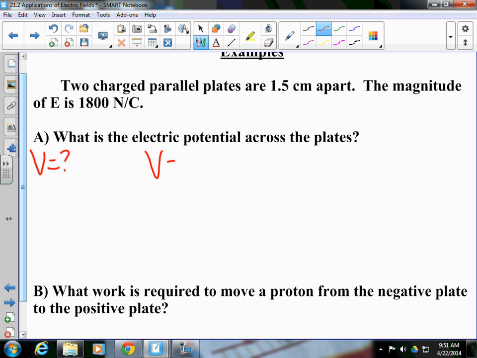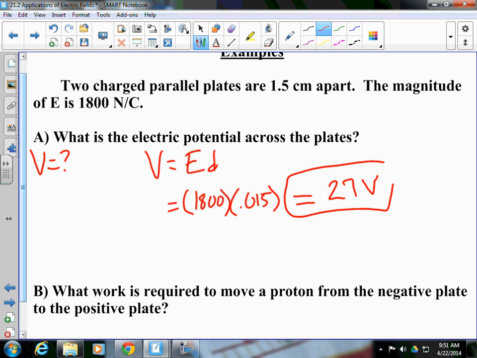Voltage is equal to E times D. E is our electric field strength, which is 1,800, times D. D is the distance the plates are apart. That's 1.5 centimeters, or 0.015 meters. You multiply those together, and using 2 sig figs, we end up getting 27 volts.